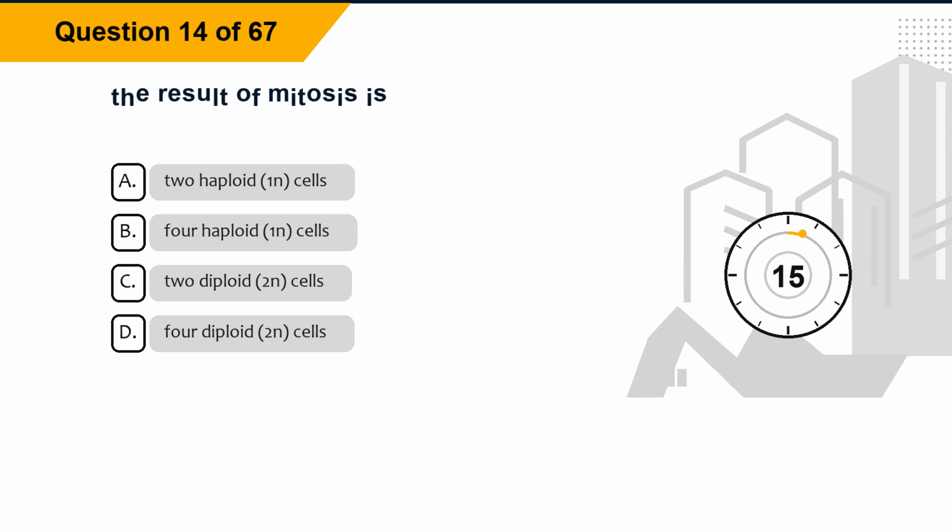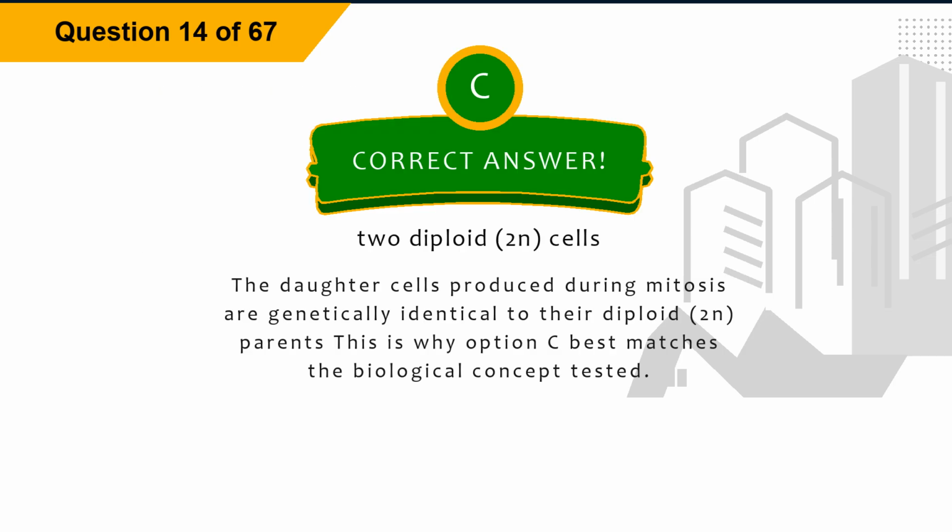Question 14. The result of mitosis is: option A, 2 haploid, 1N, cells. Option B, 4 haploid, 1N, cells. Option C, 2 diploid, 2N, cells. Option D, 4 diploid, 2N, cells. The correct answer is option C, 2 diploid, 2N, cells.